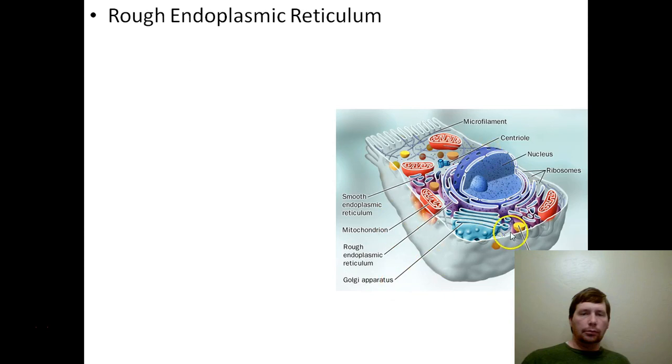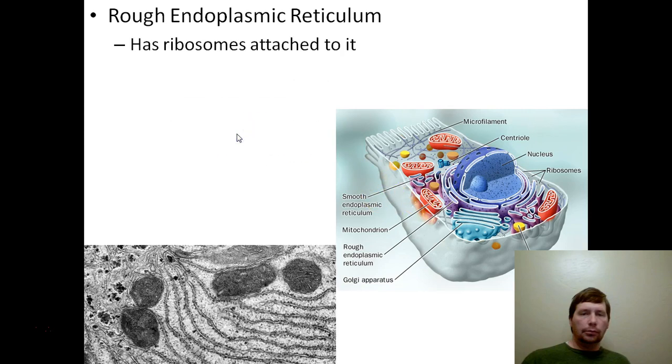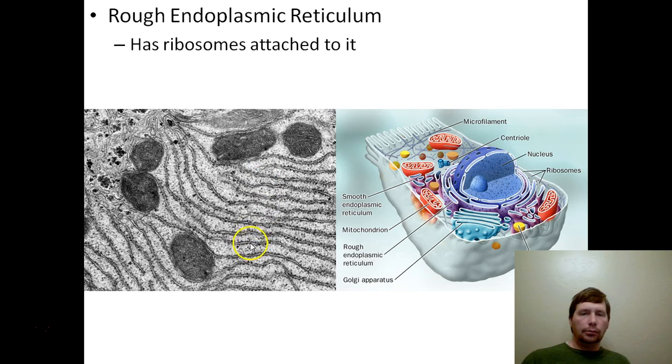If you look at a cell, what you'll find is the cell will have what we call the endoplasmic reticulum. And a cell has two types of endoplasmic reticulum. You have one type that's called the rough endoplasmic reticulum, and we have another part that we call the smooth endoplasmic reticulum. Now, the reason why we call the rough endoplasmic reticulum rough is because all those ribosomes attached to it make it look like it has a really rough appearance. So the rough endoplasmic reticulum has ribosomes attached to it.